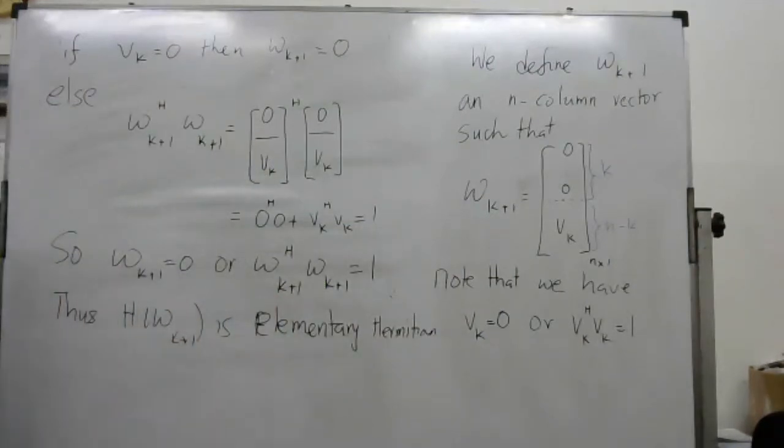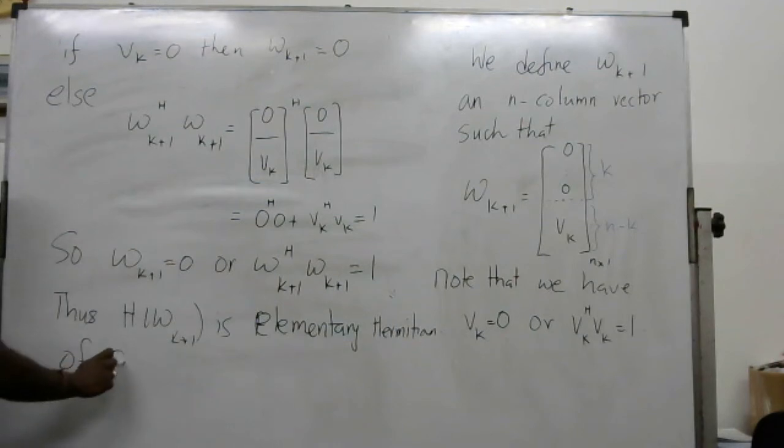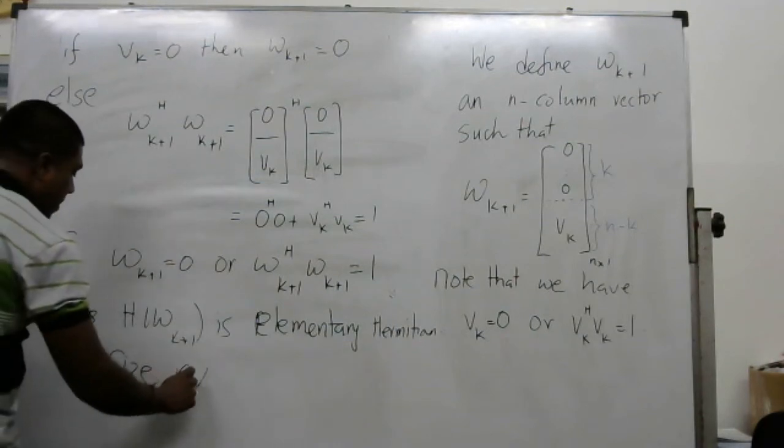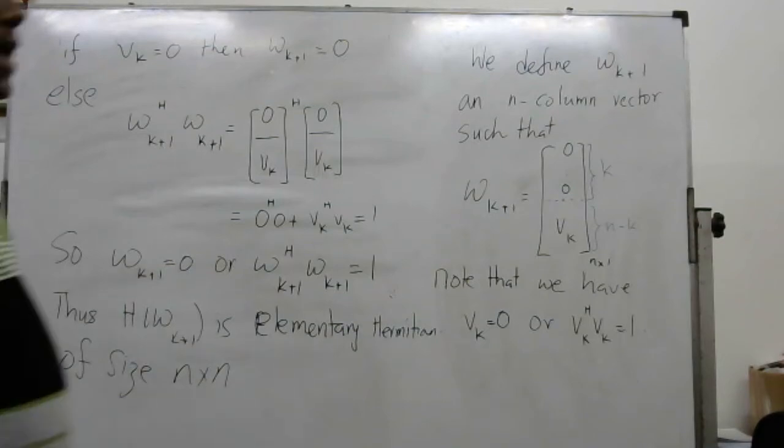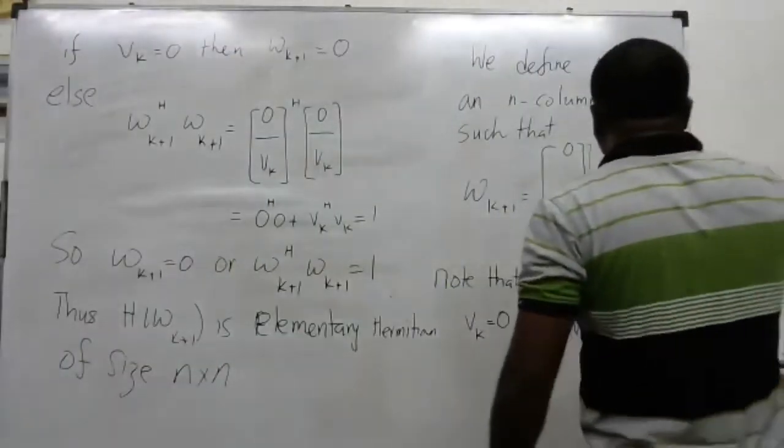So H omega k plus 1 is elementary Hermitian. That's proved now. And more importantly, that is an n cross n elementary Hermitian matrix. So we are able to get an n cross n elementary Hermitian matrix here. Once you do that, now you multiply Ak by this elementary Hermitian matrix.